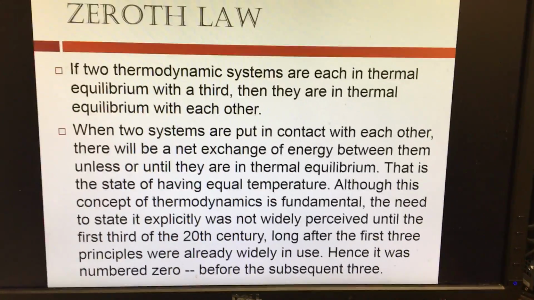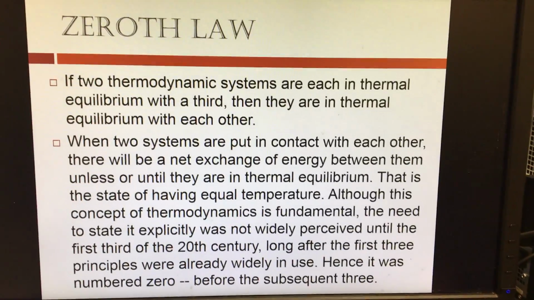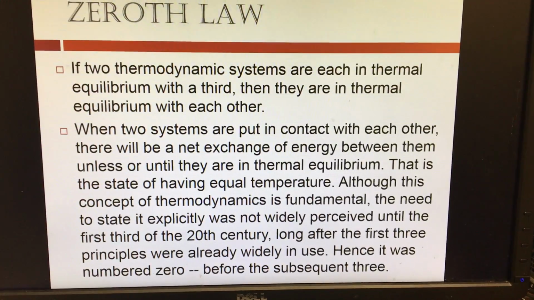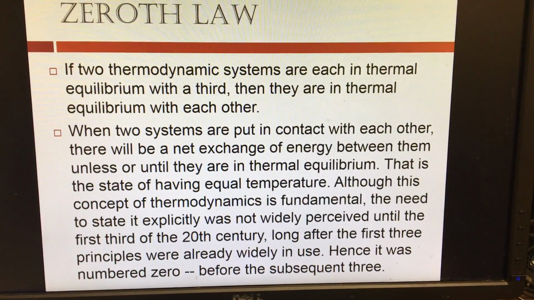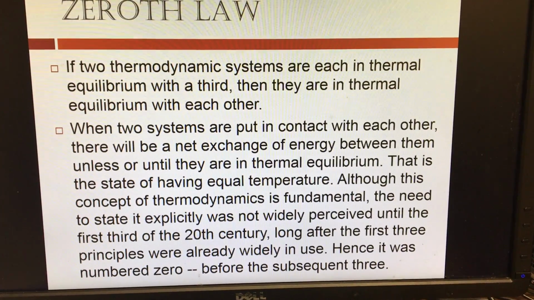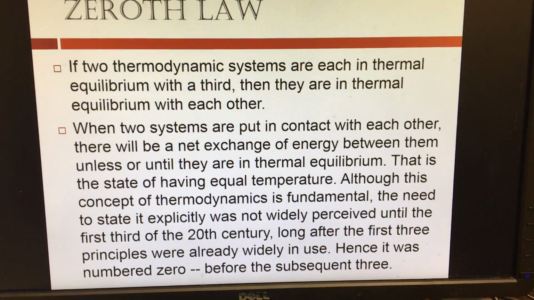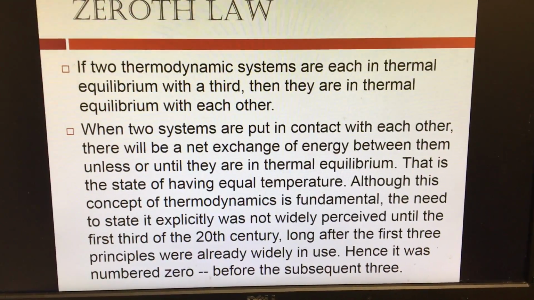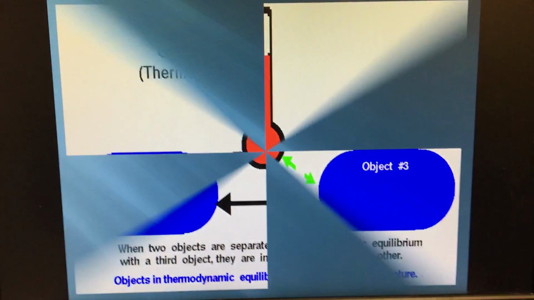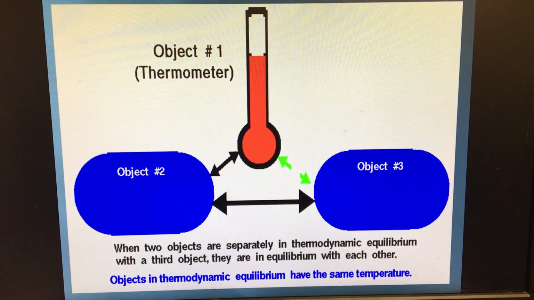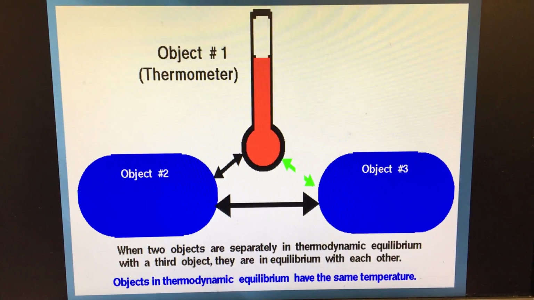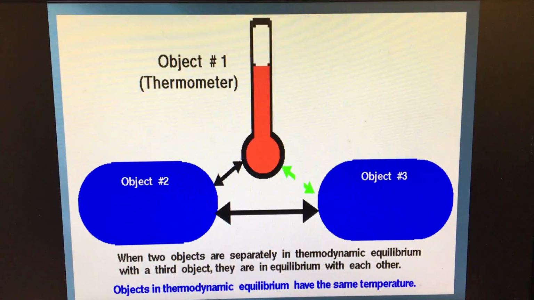Although this concept of thermodynamics is fundamental, the need to state it explicitly was not widely perceived until the first third of the 20th century, long after the first three principles were already widely in use. Hence, it was numbered zero before the subsequent three. When two objects are separately in thermodynamic equilibrium with a third object, they are in equilibrium with each other.